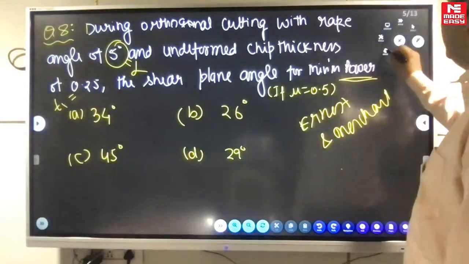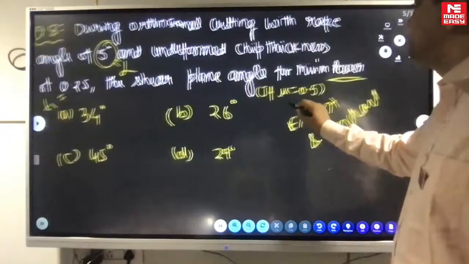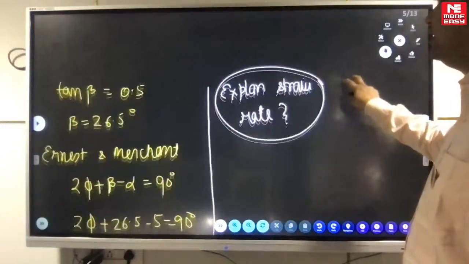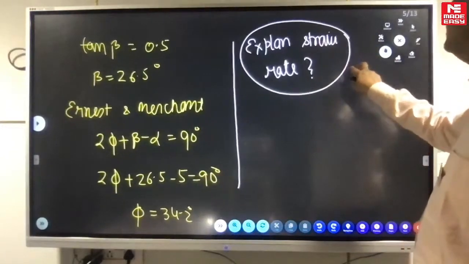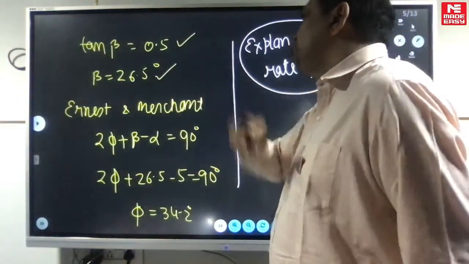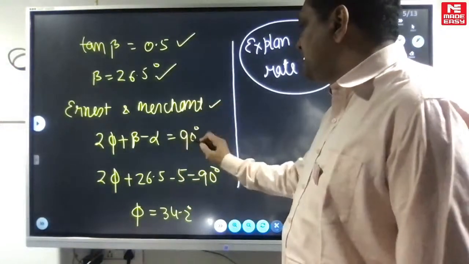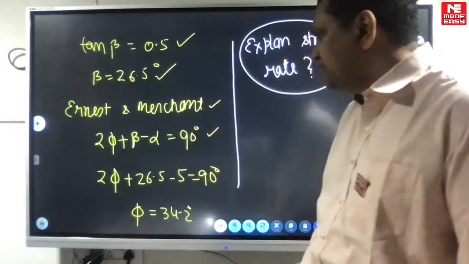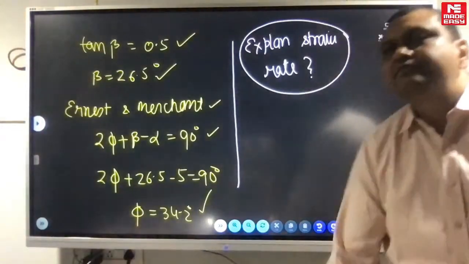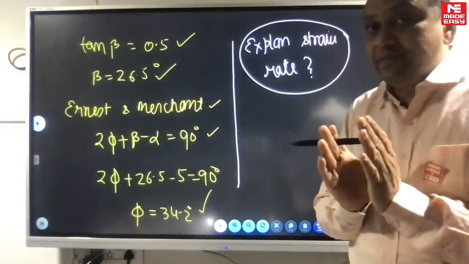So here it's easy. The coefficient of friction is given as 0.5. So here tan beta is 0.5. Beta you will calculate from this. Ernst and Merchant is 2 phi plus beta minus alpha equals 90 degrees. So, phi comes out to be 34.2.